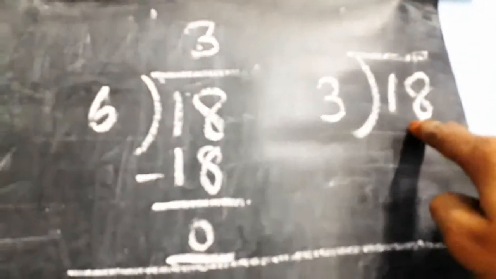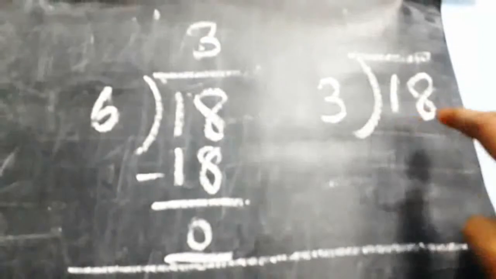Now look at another example: 18 divided by 3. We can divide 18 by 3. How many 3s are 18?